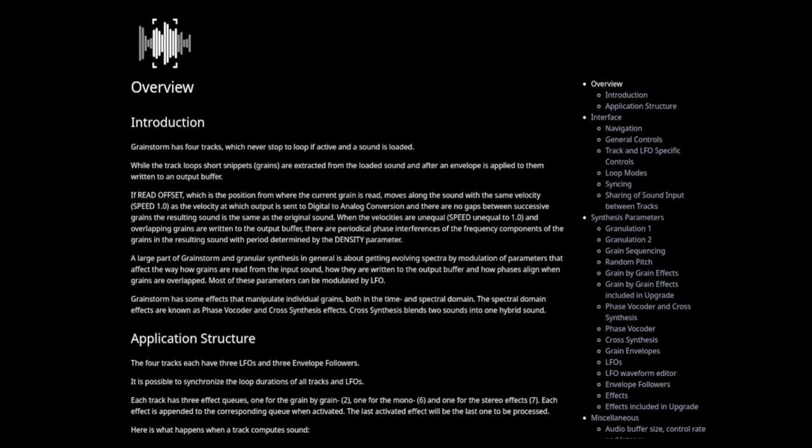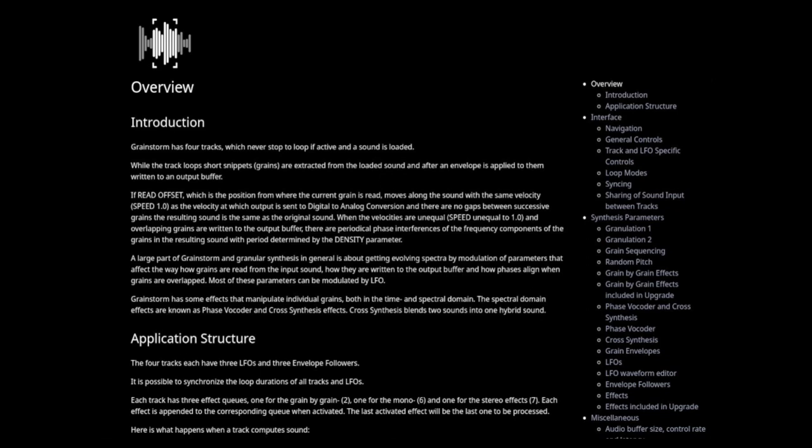Each track has three effect cues: one for the grain by grain effects, one for the mono effects and one for the stereo effects. Each effect is appended to the corresponding cue when activated. The last activated effect will be the last one to be processed.